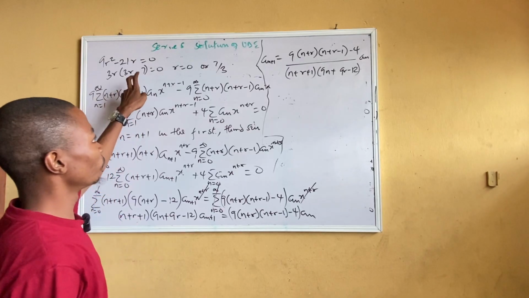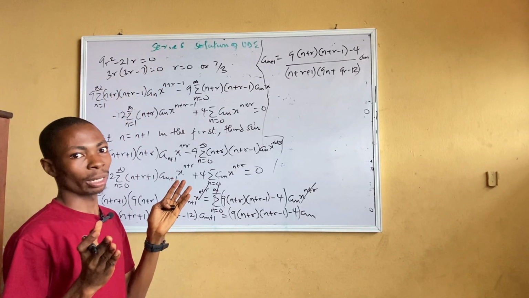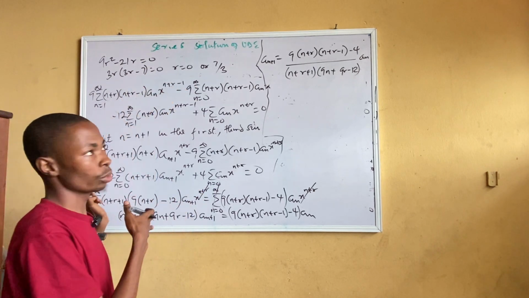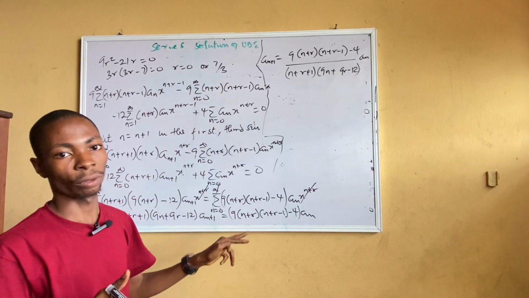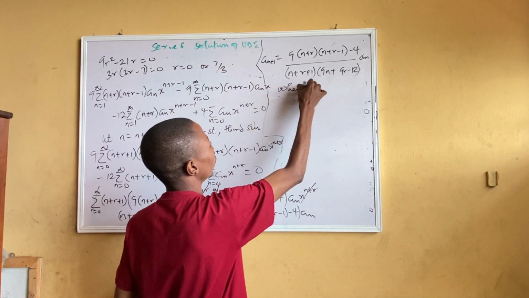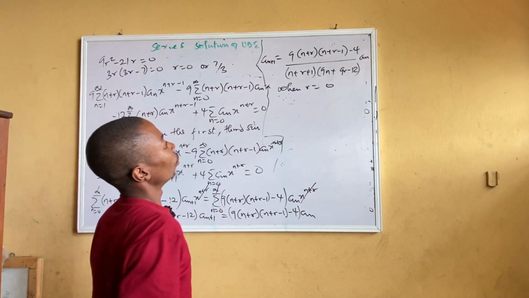Now, this is where our initial equation will be useful. So, with the Frobenius method, we are going to have two solutions. r equals 0 will serve for one solution, and r equals 7 over 3 will serve for another solution. So when r is 0, from the solution of my initial equation, what are we going to have?